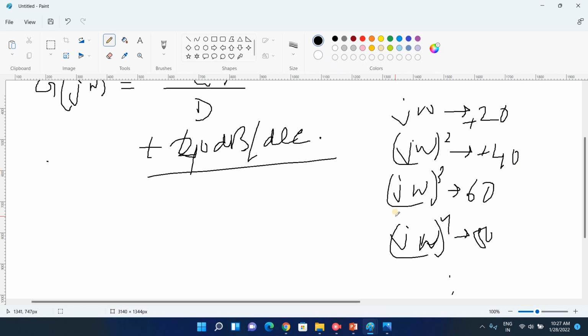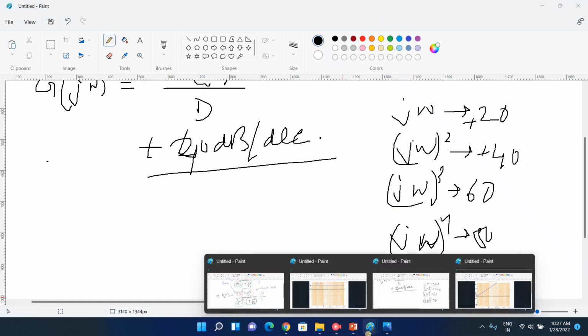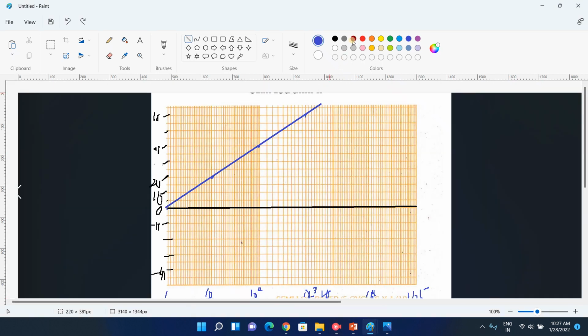So if it is j omega square, the slope will be plus 40 dB per decade. For that, you have to cut a line in this way: this is 0, this is 40. So 40 for one decade, then 80 for another decade. If you have two lines, you can join them like this.